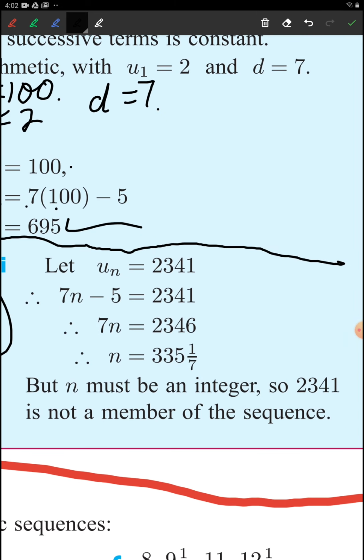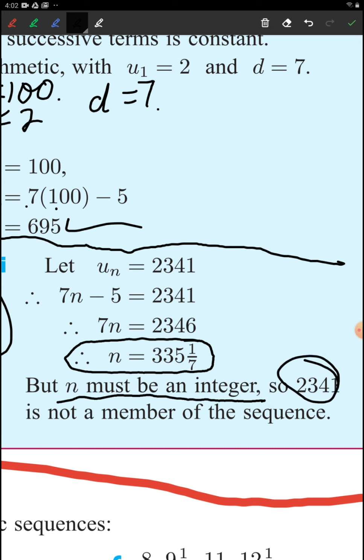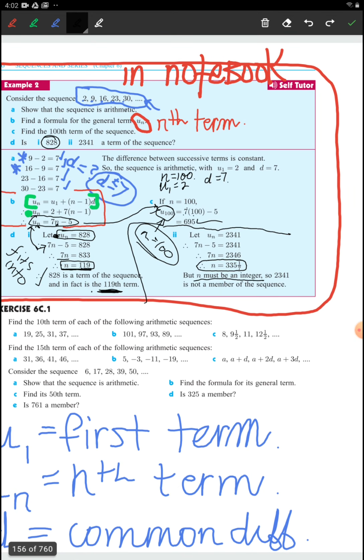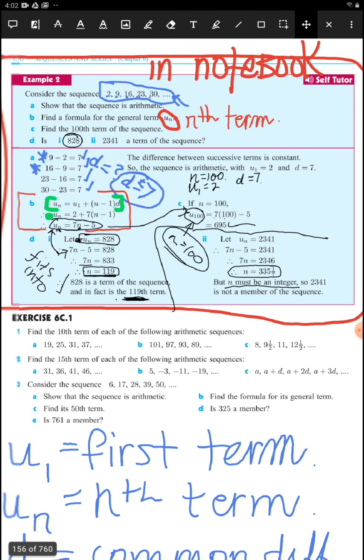Okay, so now let's try 2341. Same process. They pretended, they were like, okay, let's pretend that 2341 is part of this sequence. And so they did the same thing. They solved for n, except look at what happened. They got an ugly, that's not a whole number, right? That's a mixed number, it's a decimal, same thing. N must be an integer. N must be an integer. So 2341 actually is not a part of this sequence. It's not a part of this list of numbers. So I like this example because it just explains really well.